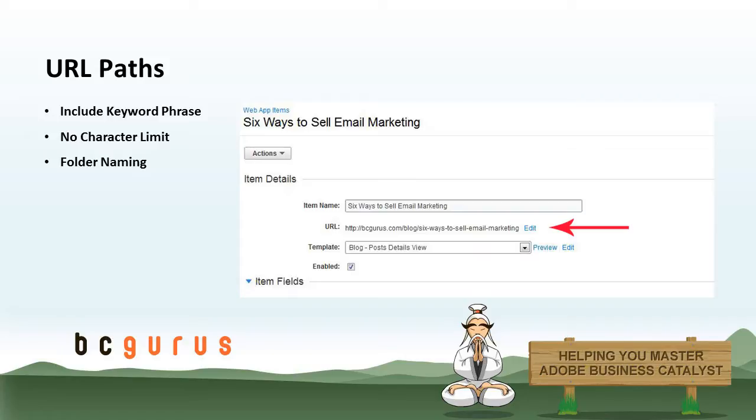Alright, so next on our on-page optimization, we want to look at the URL paths. And within Business Catalyst, you can make changes to pretty much every URL path that is important. So again, similar to the title and descriptions, we just want to include one keyword phrase somewhere in the file or folder structure. And there is no character limit to the number of words or characters that you can include in the URL description, so you can include other keywords if you want.